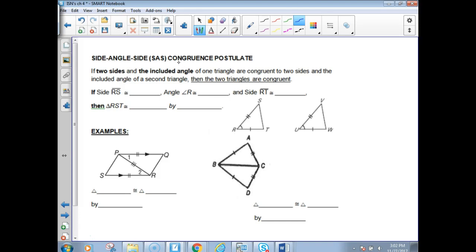This is called side angle side, SAS, and that's saying if 2 sides and the included angle of one triangle are congruent to 2 sides and the included angle of a second triangle, then the 2 triangles are congruent. Okay, 2 sides and the included angle. What does included angle mean? It means the angle between the 2 sides, the 2 congruent sides in particular. So included means between.